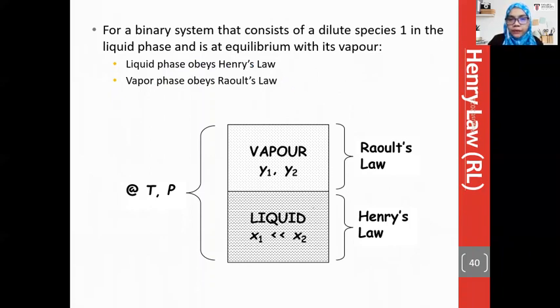So back to here, we have a system at given temperature and pressure. We have the diluted species 1 compared to species 2, which follows Henry's law. And then for the vapor phase, we may stick to Raoult's law.